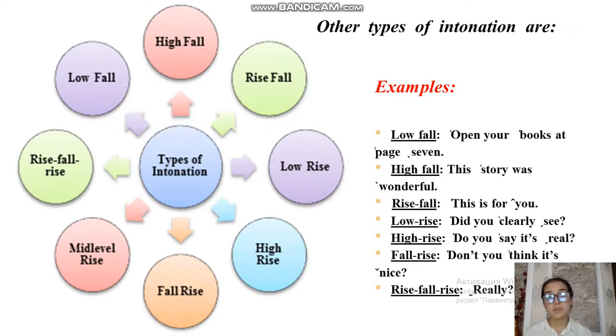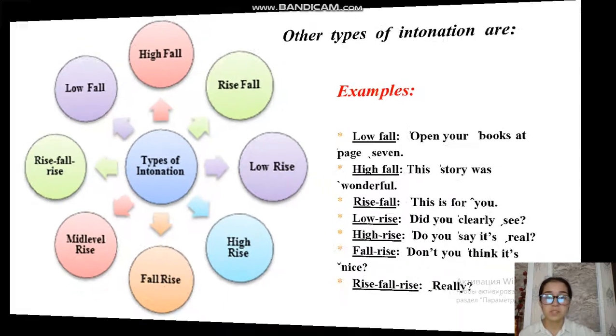And here, given other types of intonation: low fall, high fall, rise fall, low rise, high rise, fall rise, mid-level rise, rise fall rise. And here, examples of these intonations. Please read them carefully and try to remember all of these types of intonation.